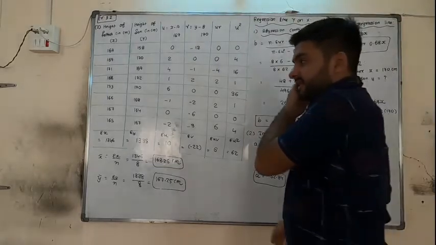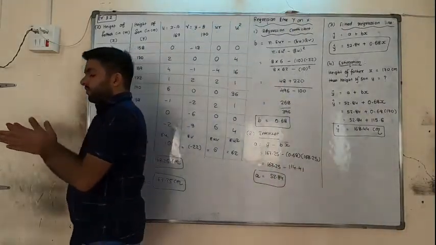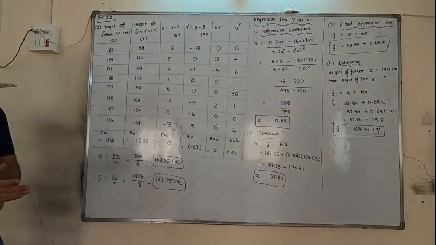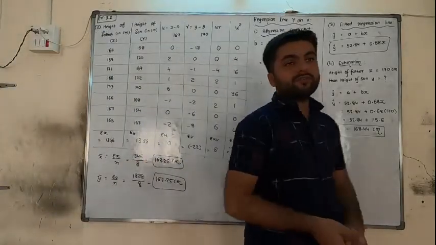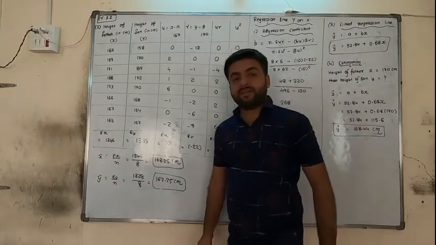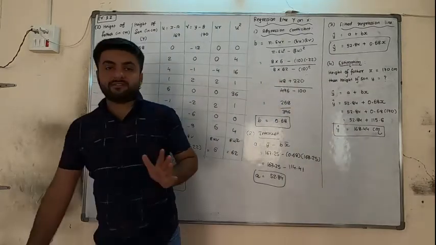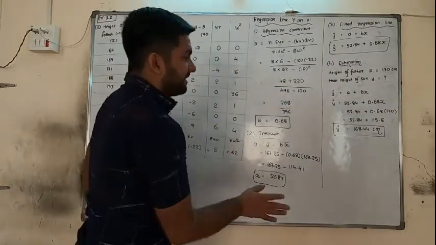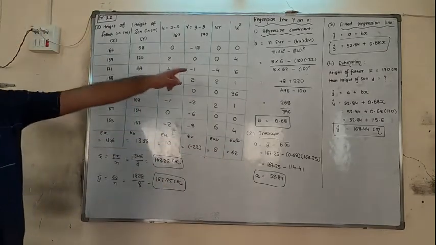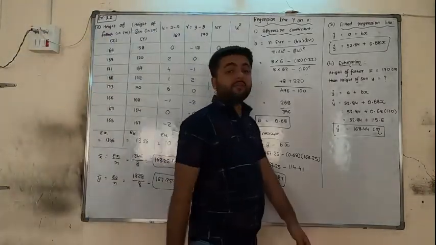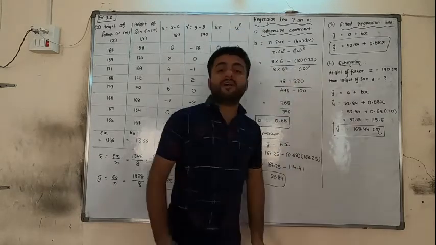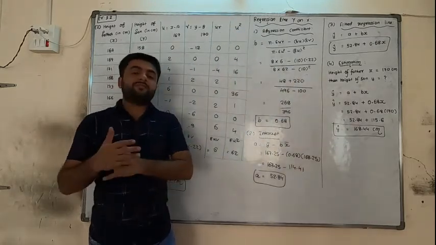So friends, our second sum is also over. Now the third, fourth and fifth sums are taken with scale transformation. So let's do it tomorrow. Today we have completed the shortcut method without scale transformation. Other things are the same, only the formula for b has changed. Now again the formula for b will change because here cy by cx also will come. So that we will see tomorrow.